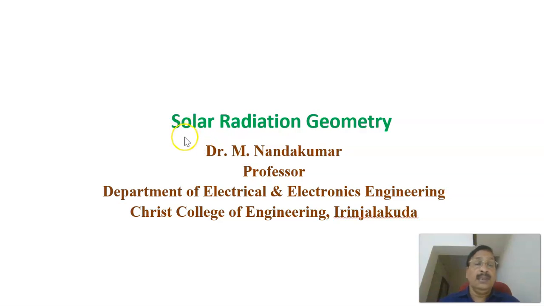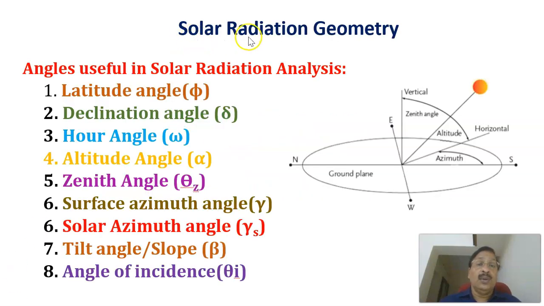In this presentation, I'll be explaining solar radiation geometry. Now continuing solar radiation geometry, let us see different solar radiation angles used for different analysis. The first one is called the latitude angle.